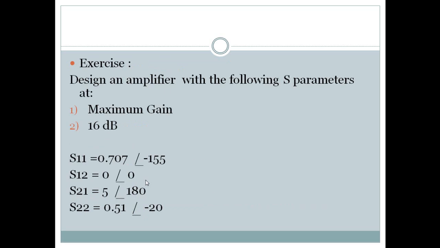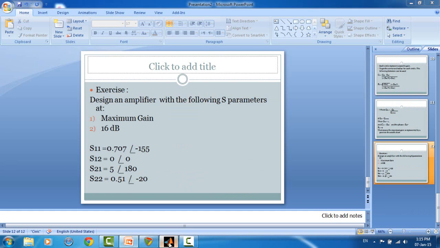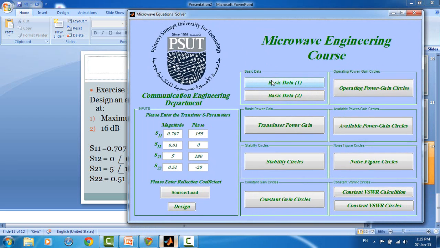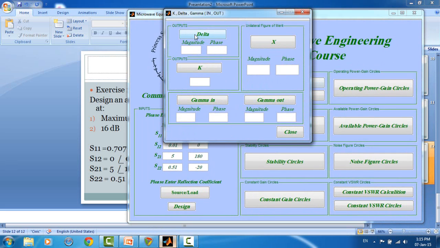Exercise. Design an amplifier with the following S parameters at maximum gain and 16 dB. Here are the S parameters. To do that, we can use the MATLAB calculator. Let's check if it's stable first. Delta is less than 1 while K is bigger than 1. That means it is stable.